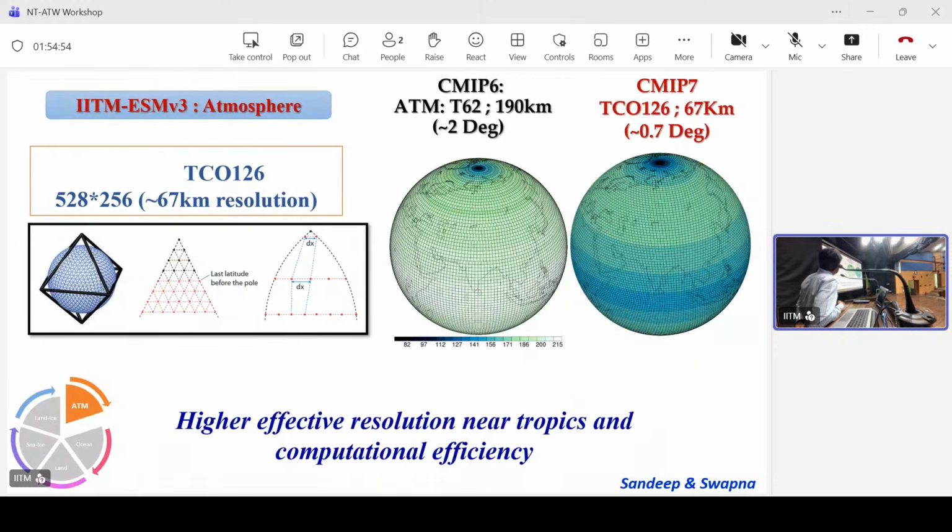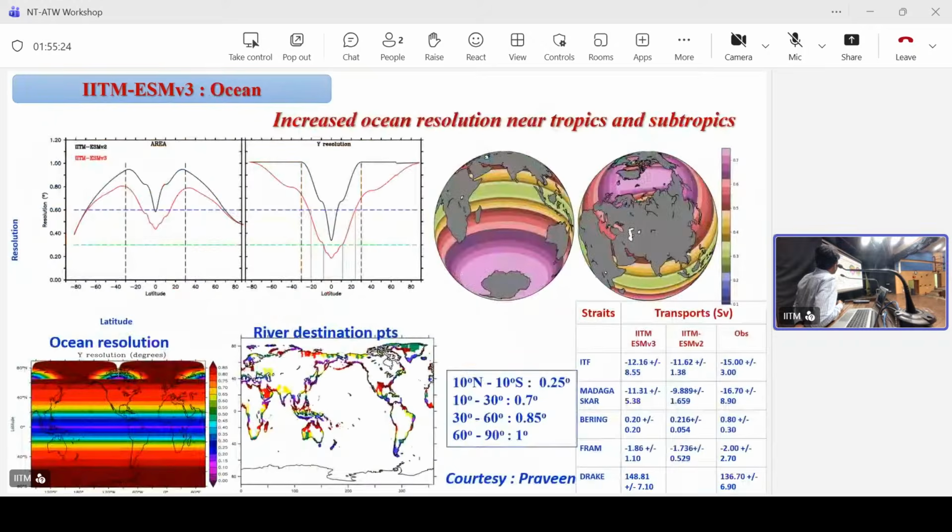Firstly, coming to the atmosphere. Like I was mentioning, it was T62, almost 190 kilometers, approximately a 2-degree model. Right now we followed the ECMWF IFS framework and incorporated TCO126, which is around 67 kilometers in the tropics. For the same computational cost, we get a higher effective resolution near the tropics, which is computationally efficient, and we get a better resolution, which we were looking forward to. A similar improvement has been done for the ocean, where we increased the resolution within the tropics from 0.33 degree earlier to 0.25 degree, a quarter degree.